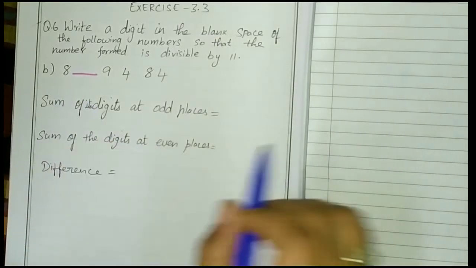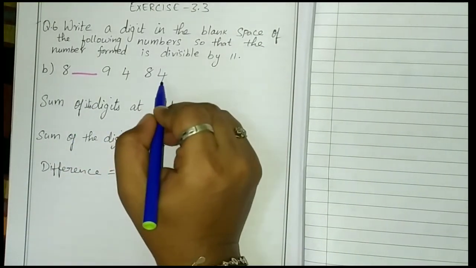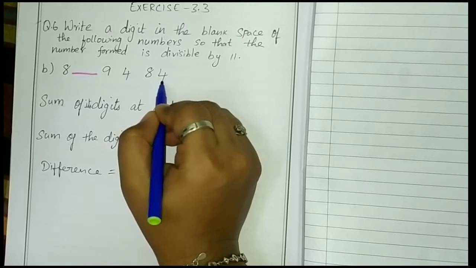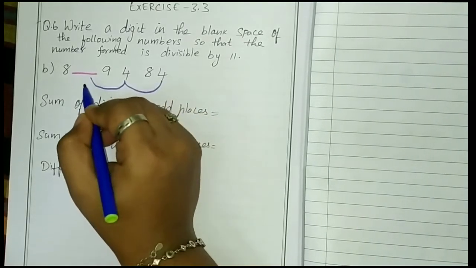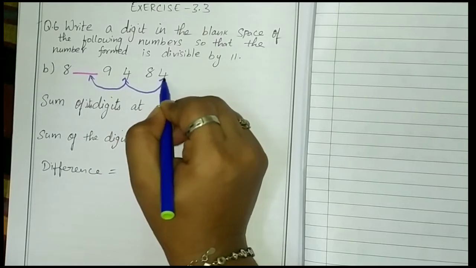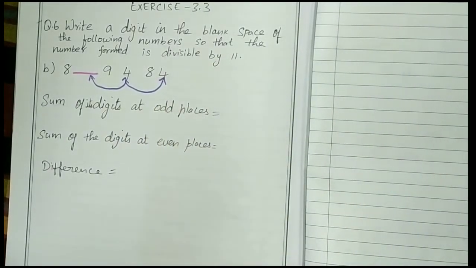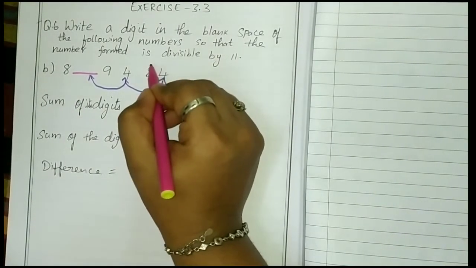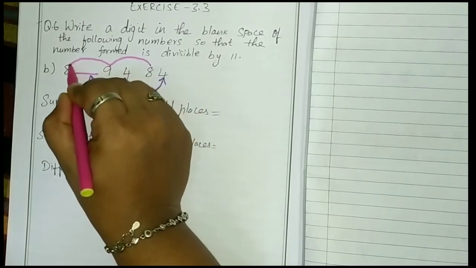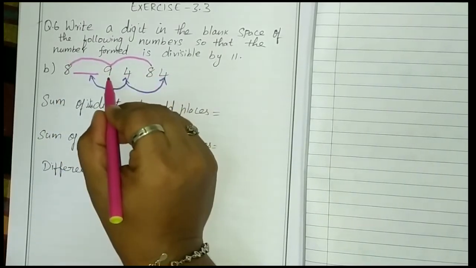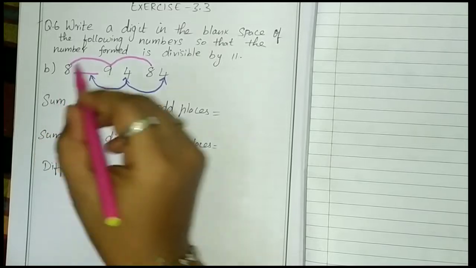Question number B. Now, mark the odd places. I am marking them in blue: first position, third position and fifth position. These are the odd positions. Then, in pink color, I am marking the even positions: 8 plus 9 plus 8, that is the second position, fourth position and sixth position.